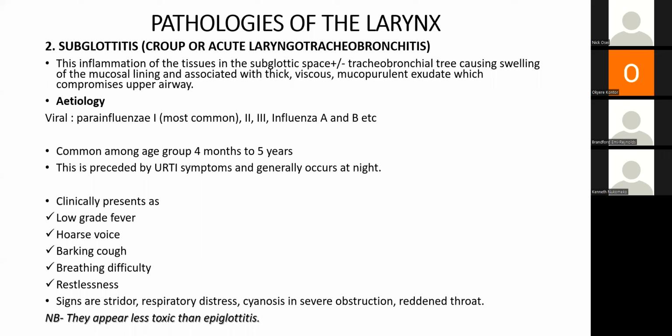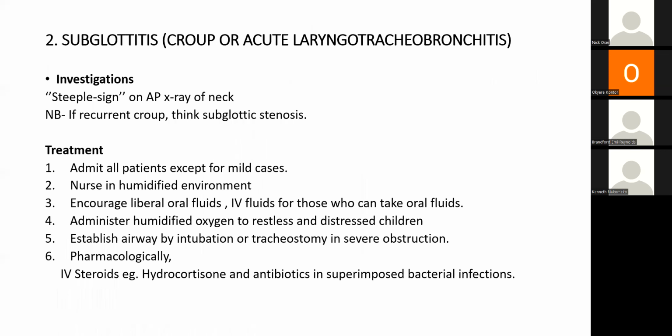This usually is preceded by an upper respiratory tract infection, and it usually occurs at night. Clinical features: low grade fever, hoarse voice, barking cough, like a dog barking, breathing difficulty, restlessness. Other signs are stridor, respiratory distress, cyanosis in severe obstruction, and a sore throat. But one thing you have to take note of is that they appear less toxic than in epiglottitis. Epiglottitis, you know what epiglottitis is.